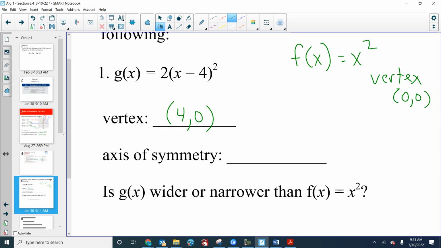Remember axis of symmetry? It's the x value of our what? So it's going to be what? x. You remember you have to write it as x equals. You just put the x value of the vertex. That's your line of symmetry, the axis of symmetry.